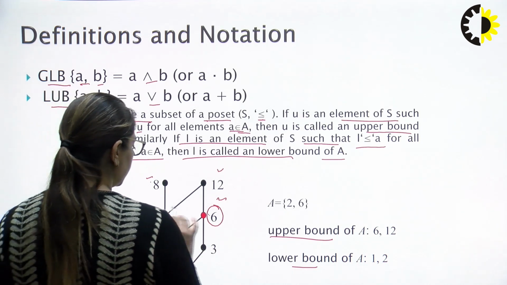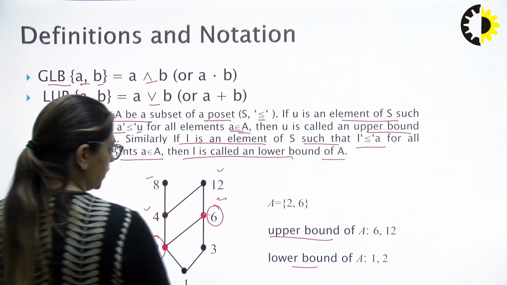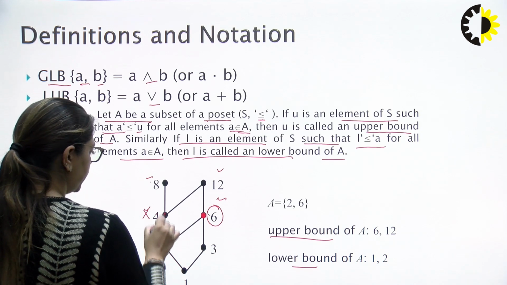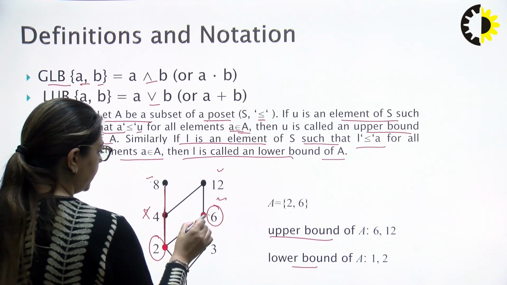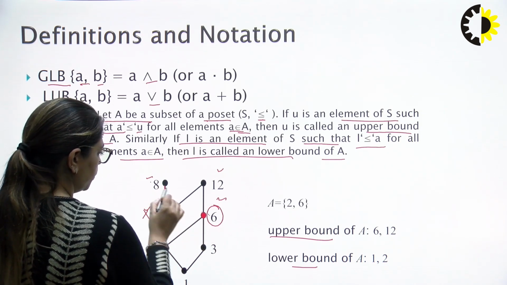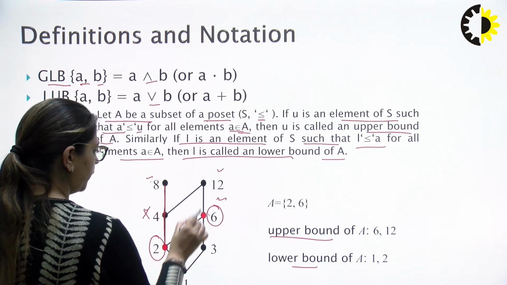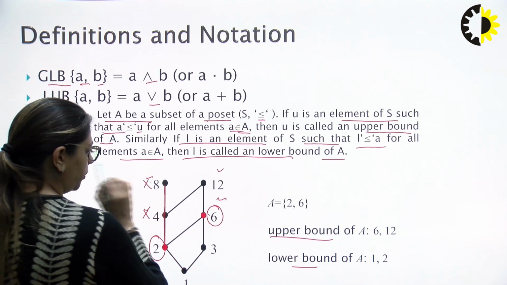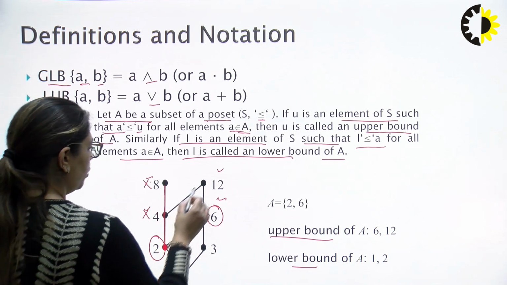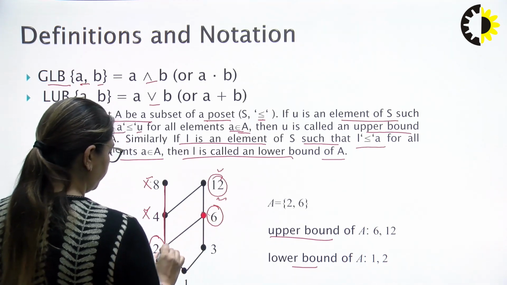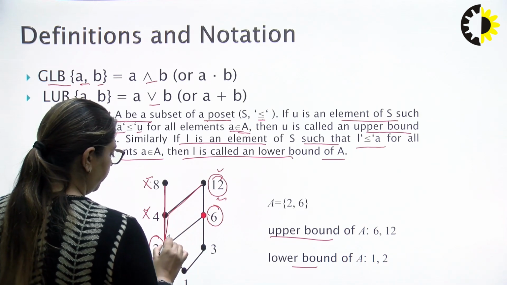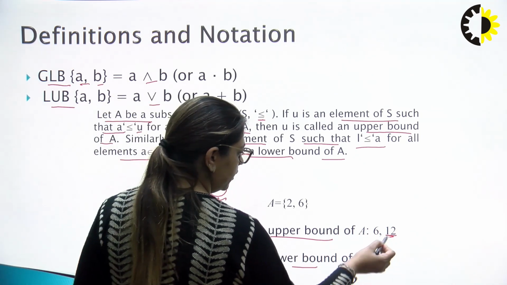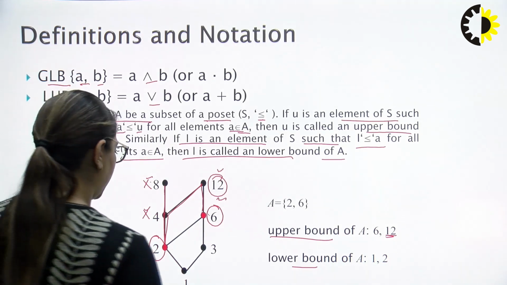So, from 2 to 4 there is a path, and from 6 there is no path to 4, so 4 is not an upper bound. From 2 there is a path to 8 and from 6 there is no path to 8. We cannot come down, we have to go upwards only. So there is no path to 8, so 8 is also not an upper bound. Now let's consider 12. From 2 there is a path, from 6 also there is a path. So we can say that 12 is one of the upper bounds of both the elements.